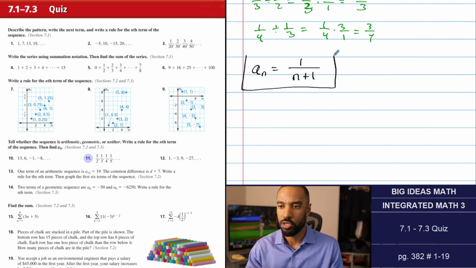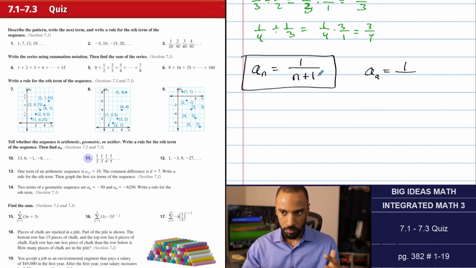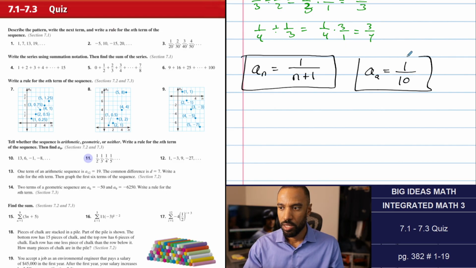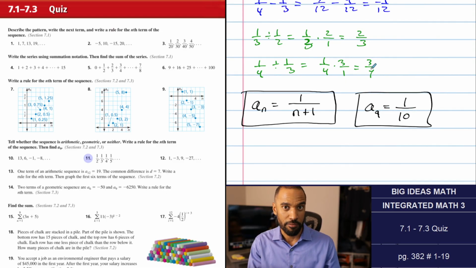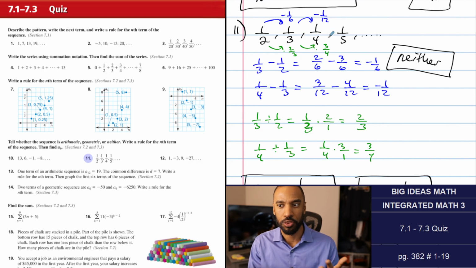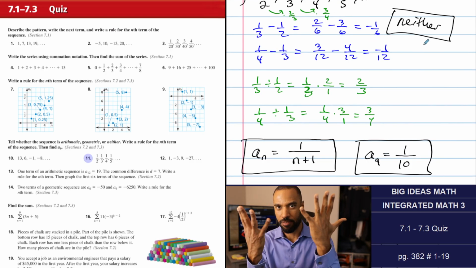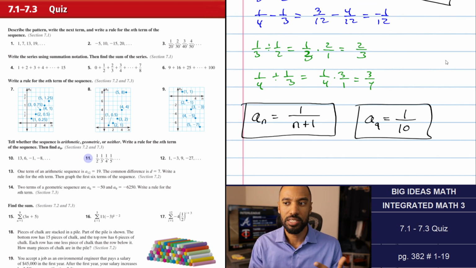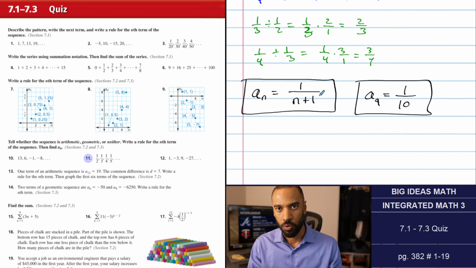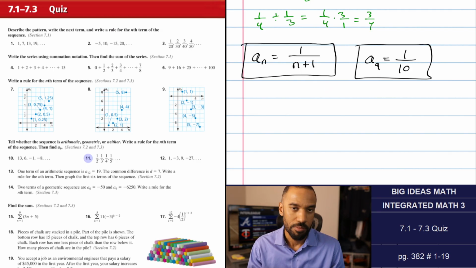So here's the rule we're going to use, and then let's find the ninth term from that. A sub 9 equals 1 over 9 plus 1, which is 10. Now, was there any doubt that that would have been the value? We had 1/2, 1/3, 1/4, 1/5, 1/6, 1/7, 1/8, 1/9, 1/10, which is 5 after the 4. That is the 10th term. Was there any doubt? No. I got that from the rule, though. And you got the rule from the terms.